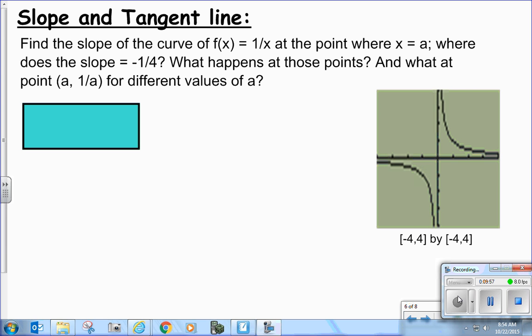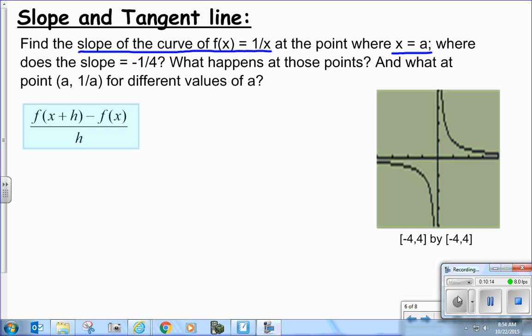And the first is, let's find the slope of the curve here, okay, right at x equals a. So we're going to find the slope of the function 1 over x, right where x equals a. This is not an average. We don't have 2 points where we can just take the change in y over the change in x. We have one spot where we need to take the slope from, which means we have to use this.